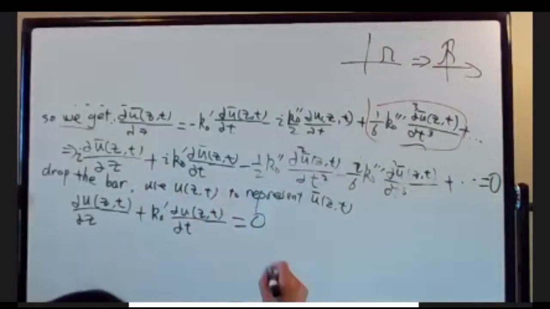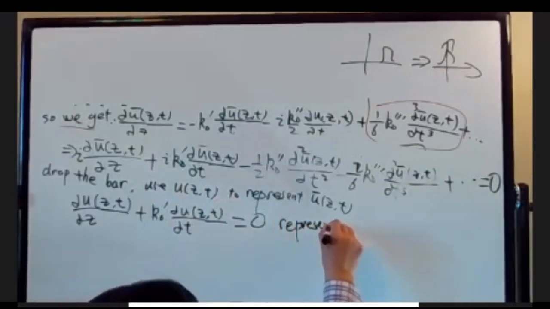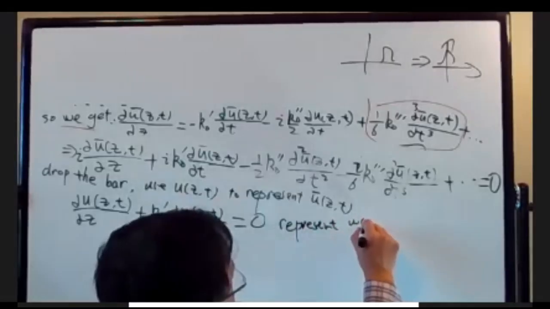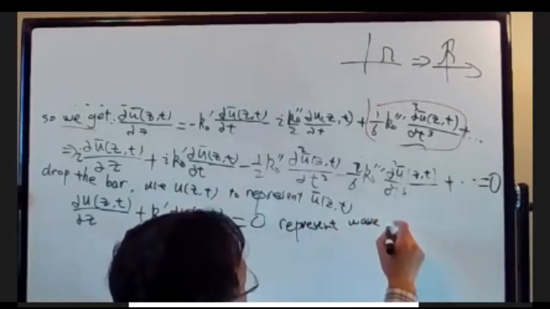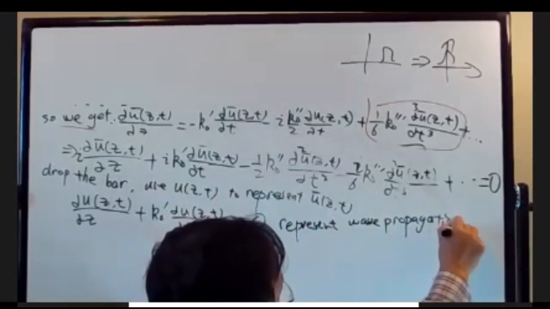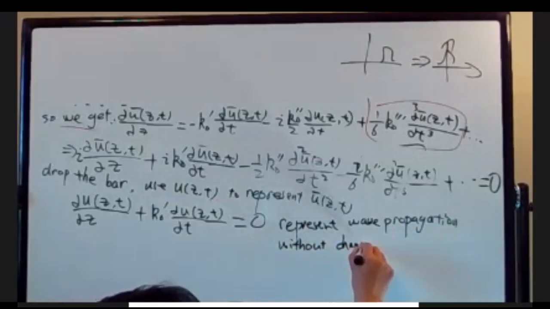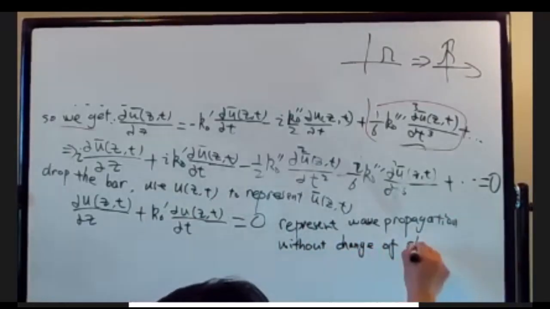This equation is called the propagation equation, right? So this equation represents wave propagation. This represents the wave propagation without change of shape.